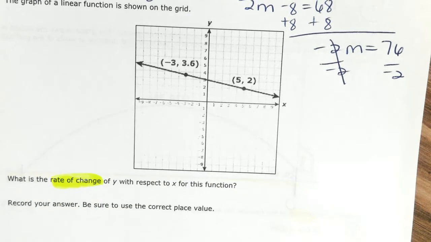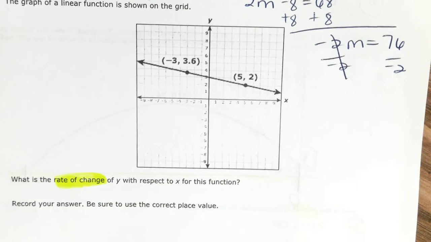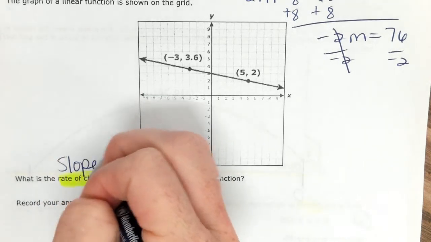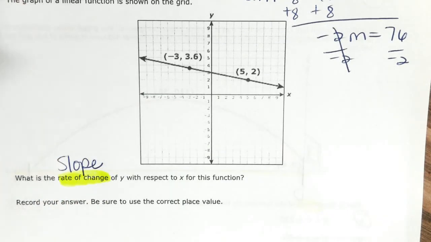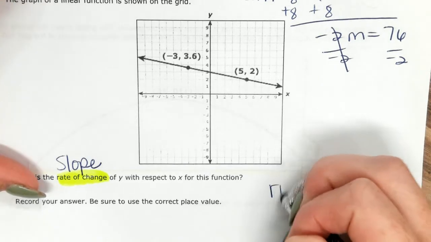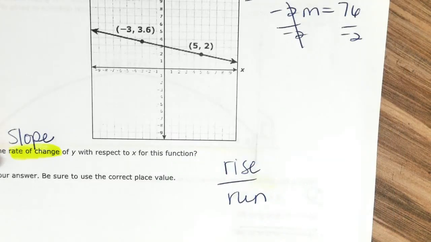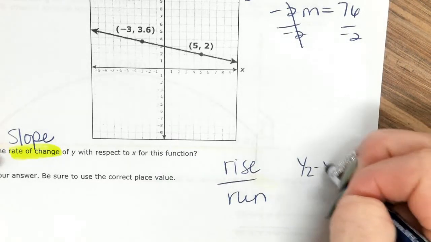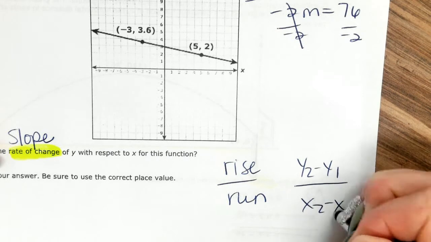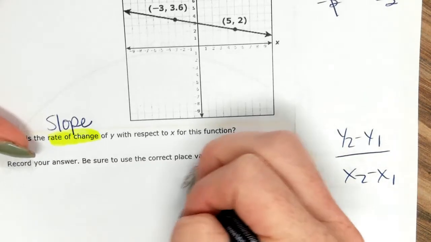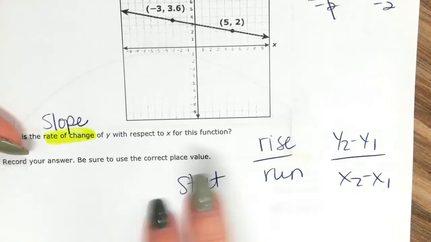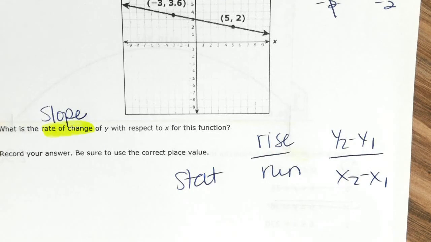What does rate of change really mean? Slope. How many ways have I taught you to do this? 3. One would be rise over run. What's another way? Slope formula, y2 minus y1 over x2 minus x1. What's the last way I taught y'all? Stat. Any 3 of these ways would have given you the correct answer.